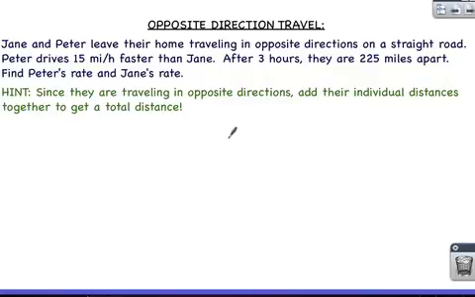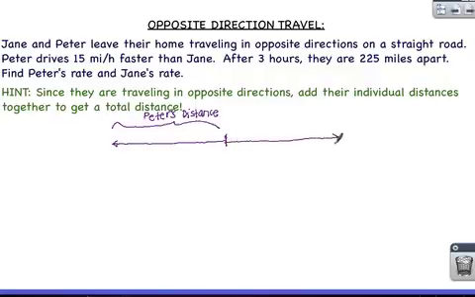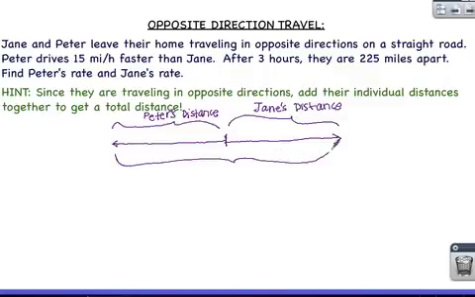So for example, if we start here and Peter starts driving in one direction, meaning that this is Peter's distance, and from the starting point, Jane travels in the opposite direction, so that this is Jane's distance, their distances are not equal, but we do know that if we add them all together, we would get a total distance.